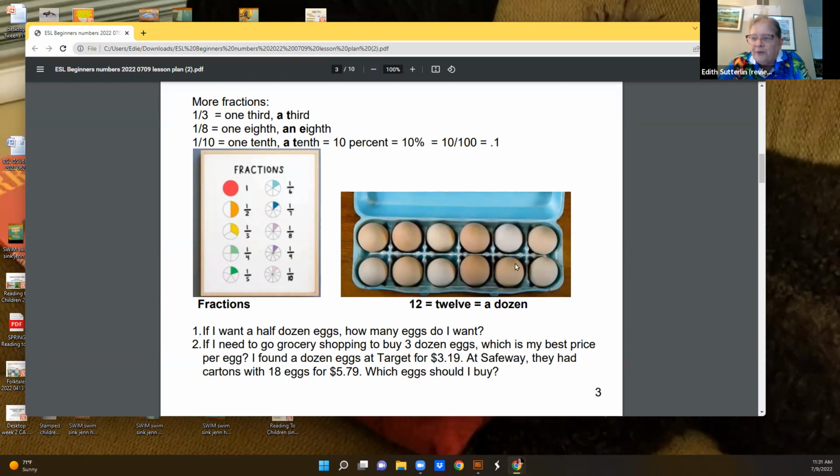We talked about the number 12. You'll find a dozen eggs, and we did a little bit of math practice with that. A half dozen would be 6. So 1/2 is a fraction. Half of the 12 is just 6 eggs.